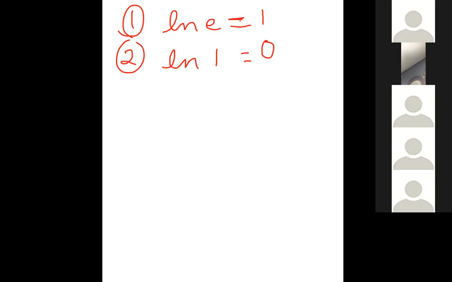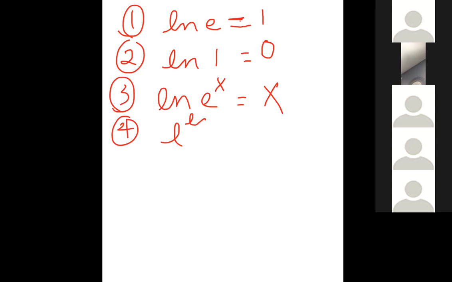Now, guys, next, number 3. Natural log of e to the x. This is another one we're going to use very frequently. It simplifies to just x. And then, finally, the fourth one: e to the natural log of x simplifies to x. All right, everyone, so these are the basic properties of the log.